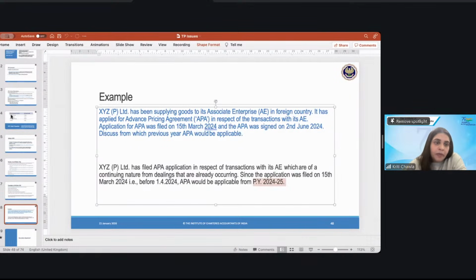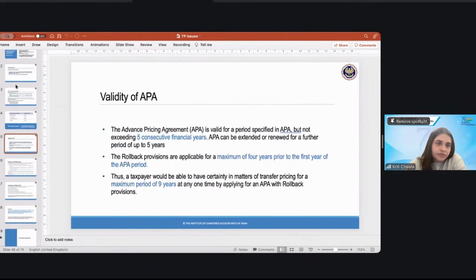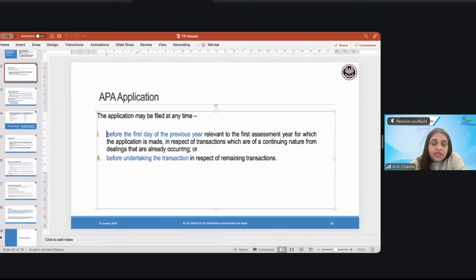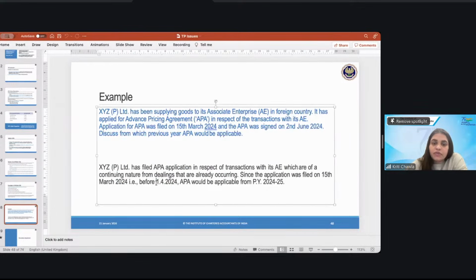2024-2025. Why? Because the law says before the first day of the previous year. So because in this particular situation, it was filed before the first day of the previous year, which for the purposes of 24-25 is 1st April 2024.